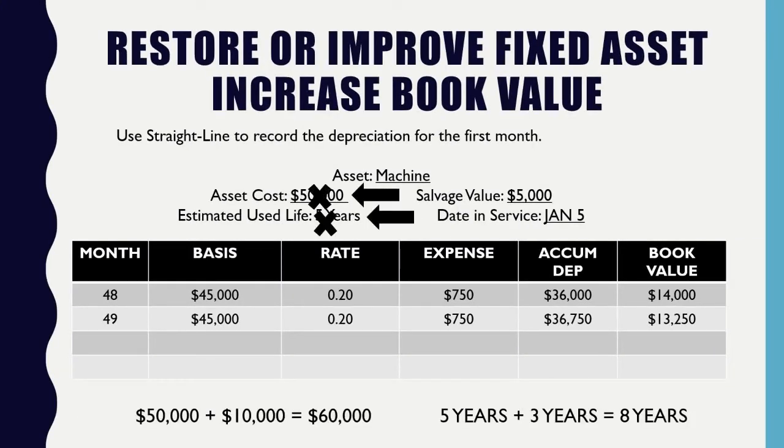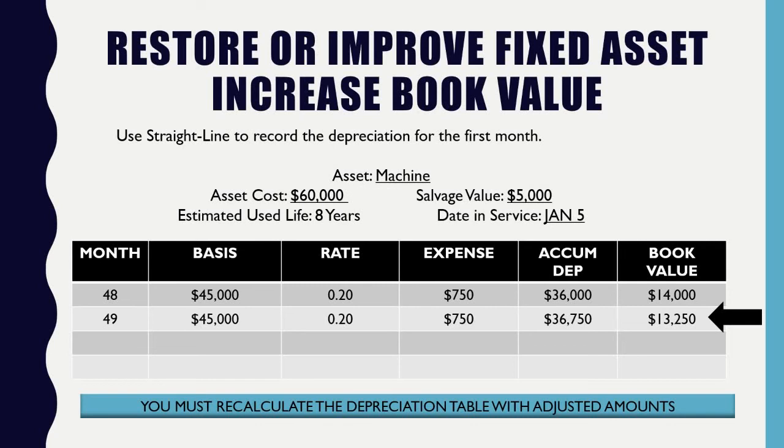Okay? It's $60,000 now. And my estimated useful life is now 8 years. Okay? So therefore, what do I have to do? In this case, unfortunately, yes, you have to go all the way back and find some way to adjust your accumulated depreciation to what it should be. Now, of course, with the beauty of Excel, you're able to produce those numbers pretty quick.